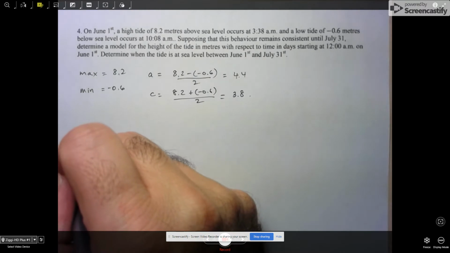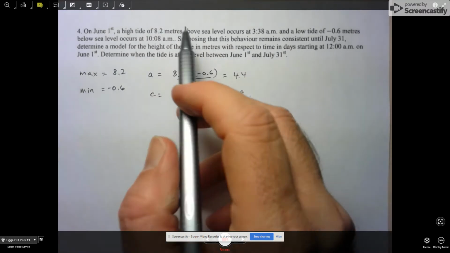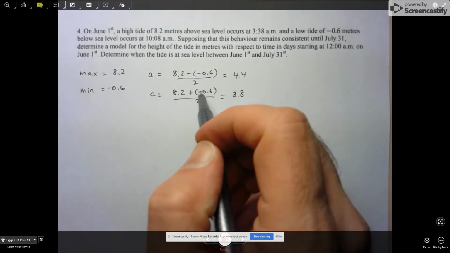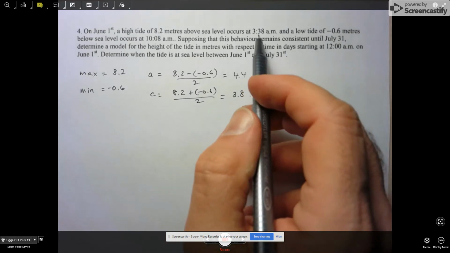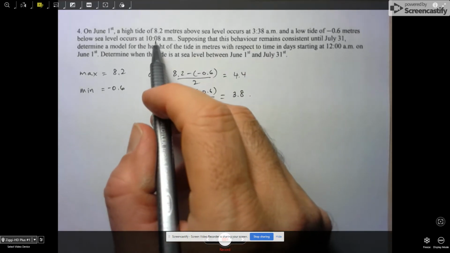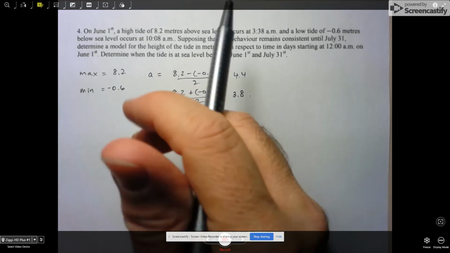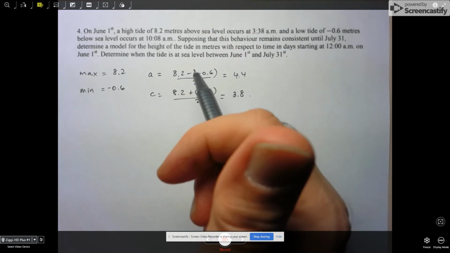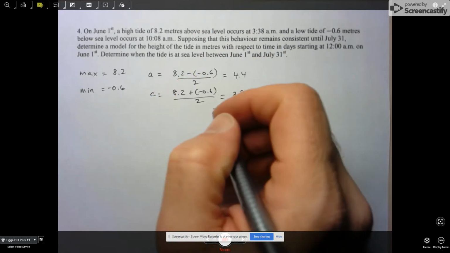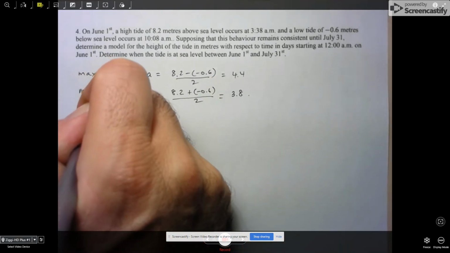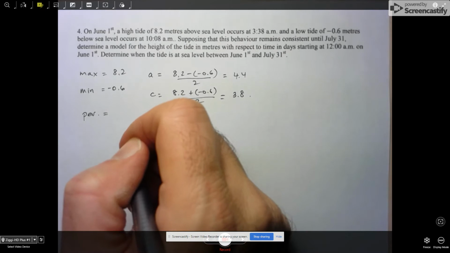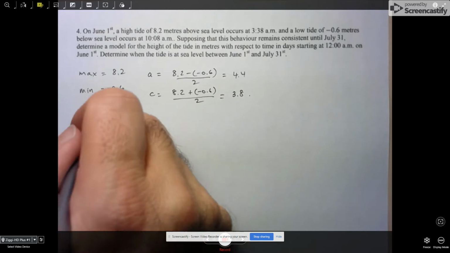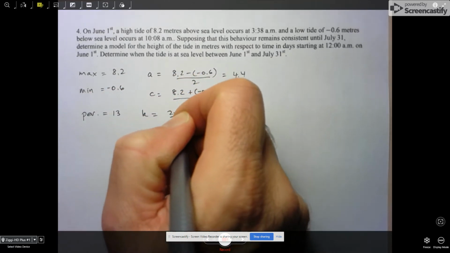Now, let's take a look at our period here. So notice that they give us times from high tide to low tide. So that doesn't represent a full period, it only represents half the period. Okay, so we got to figure out here from 3:38 a.m. to 10:08 a.m. Okay, so 3:38, so 4:38, 5:38, 6:38, 7:38, 8:38, 9:38, 9 hours and then a half, so 6.5 times 2 is 13. There we go. So that means that our K value is going to be equal to 2 pi over 13.